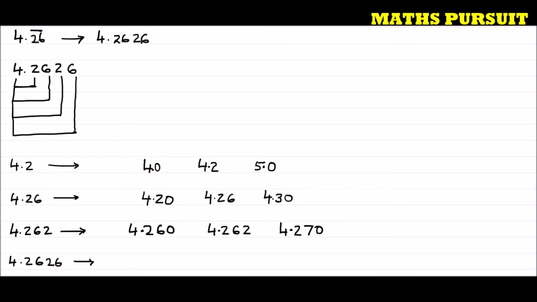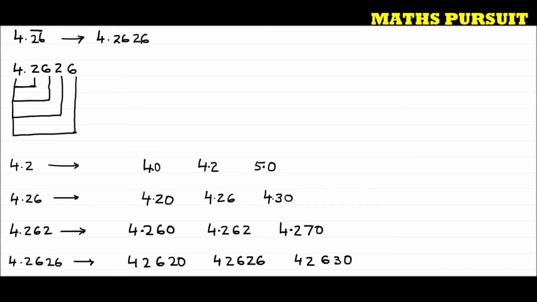So let me write 4.2626 for the timing without the decimal point. So I can write 42,626. So guys, 42,626 will fall in between 42,630 and 42,620. So 42,626 comes in between 42,620 and 42,630.